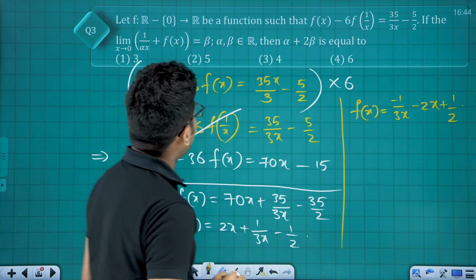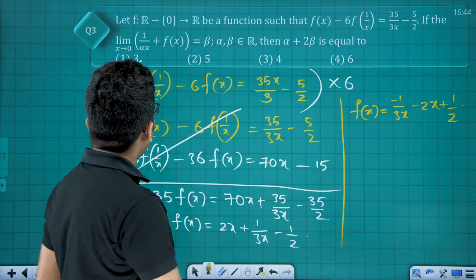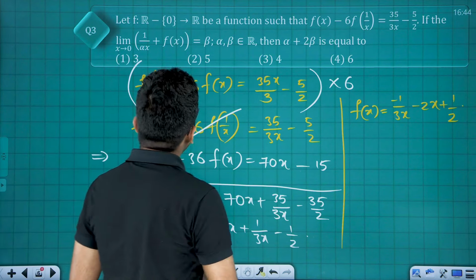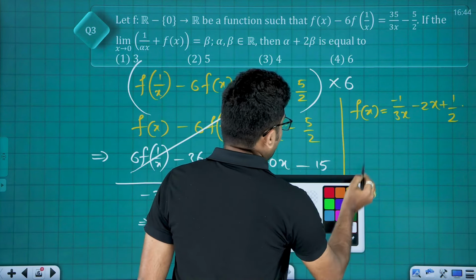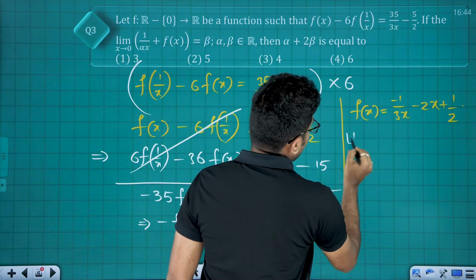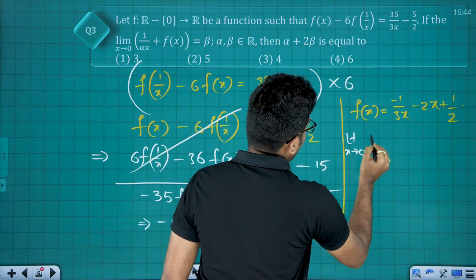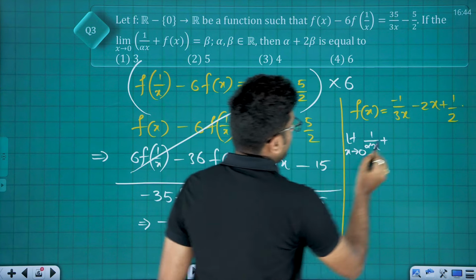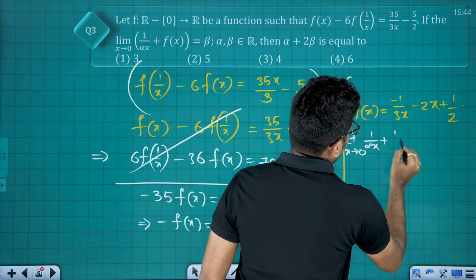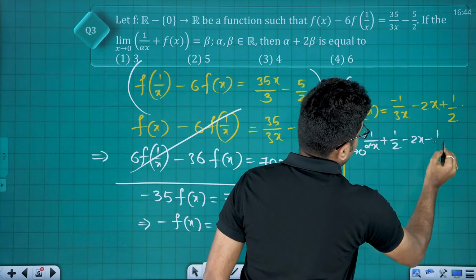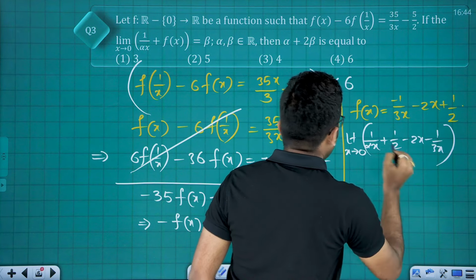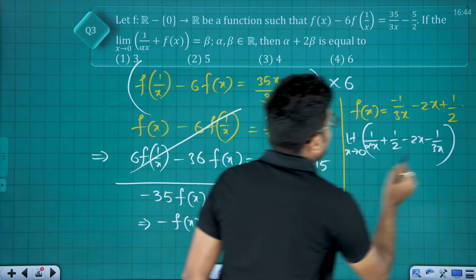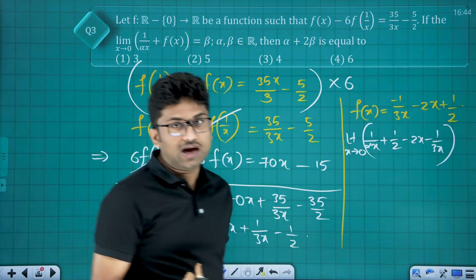Okay, so now they are asking us to find the limit value. So for that we'll apply the limit. Limit x tends to 0, 1 by alpha x plus f of x. What is f of x? 1 by 2 minus 2x minus 1 by 3x. They said this is some beta. Beta is some finite value.